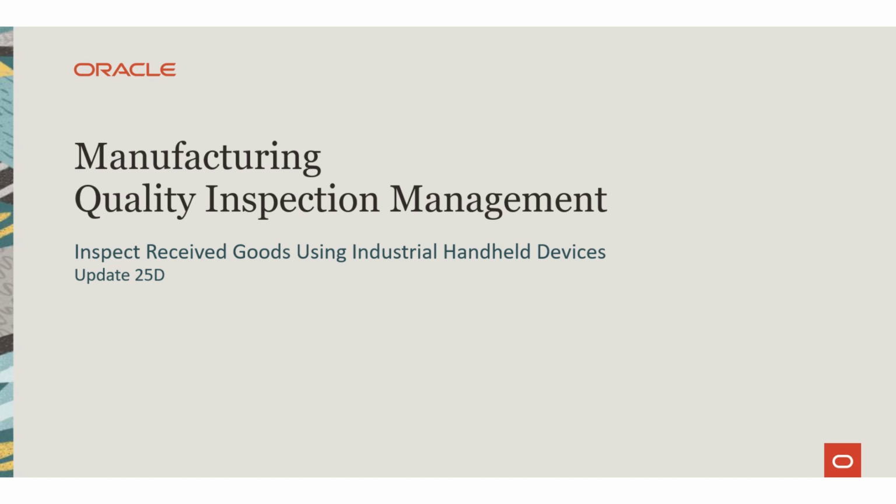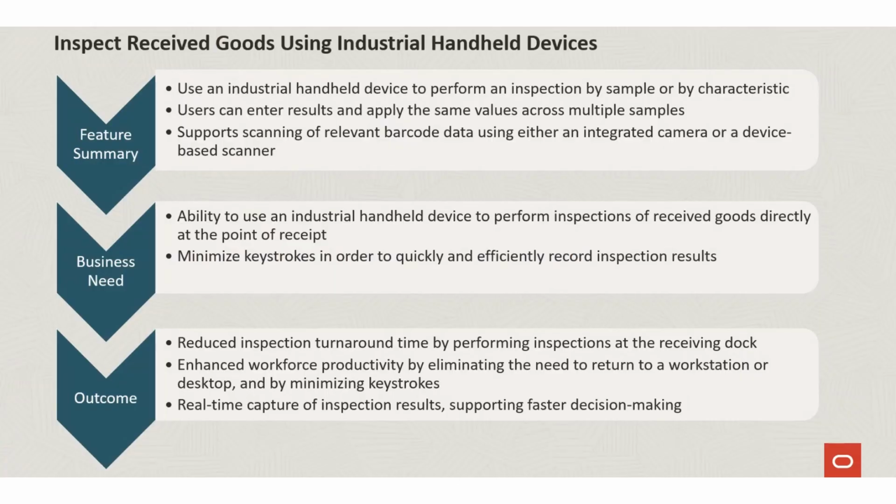Welcome to the demo of the Inspect Received Goods Using Industrial Handheld Devices feature in Manufacturing's Quality Inspection Management. In this demo, we'll cover how to perform an inspection of received goods while using a handheld device. You'll see that this feature provides the ability to capture inspection results at the point of receipt without having to return to a workstation or desktop, enabling faster results entry and faster decision making based upon those results.